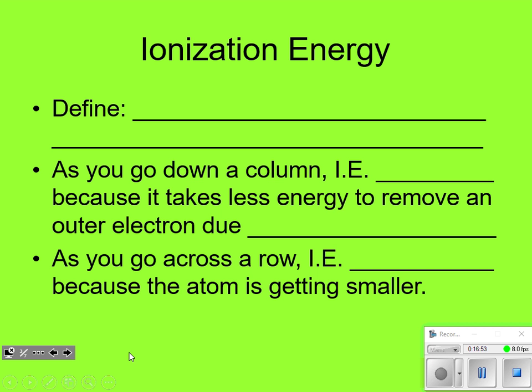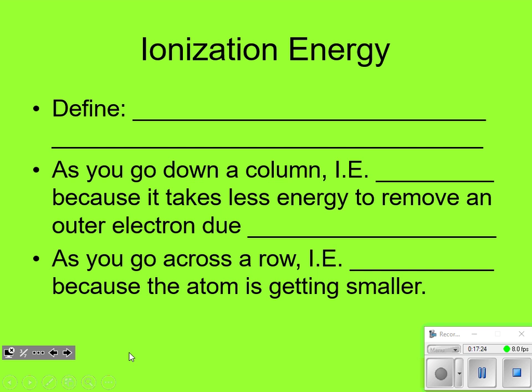So when you are doing that ionization energy page on your lab, what you want to be thinking about is two parts. One, is the value increasing or decreasing? So is it getting harder to take the electron away or easier? Secondly, notice the last couple of words I have on the slide, because the atom is getting smaller. In my mind, the trends in the periodic table all deal with the size of an atom.